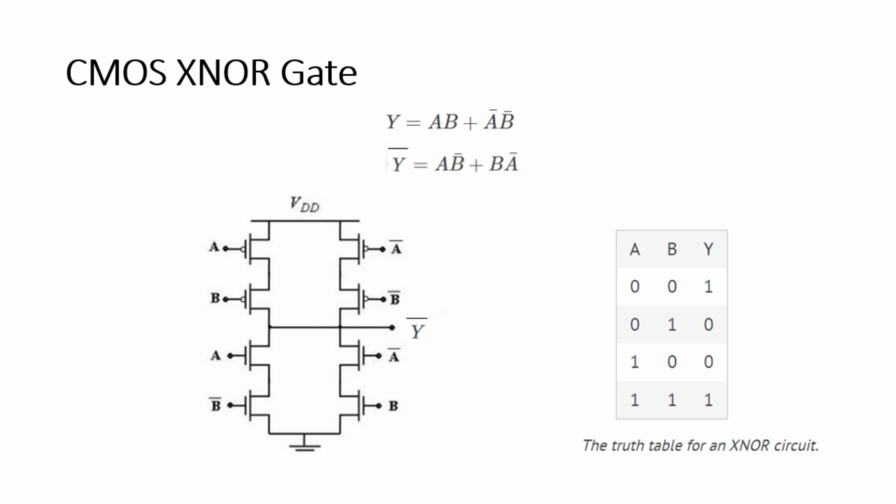For the next example, A is equal to 1 and B is equal to 0. For the pull down network, this part is turned on as A is equal to 1 and B bar is equal to 1 because B is equal to 0. So the output produced will be ground.